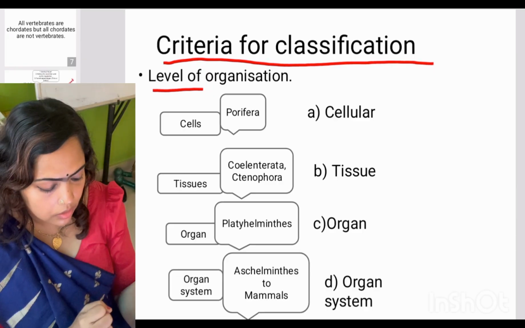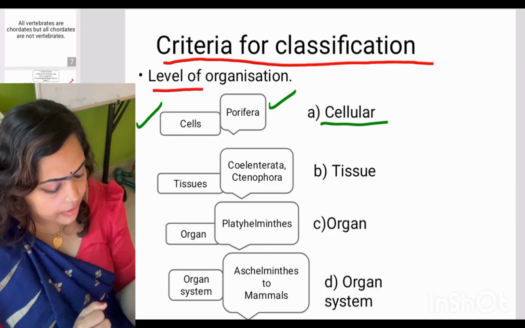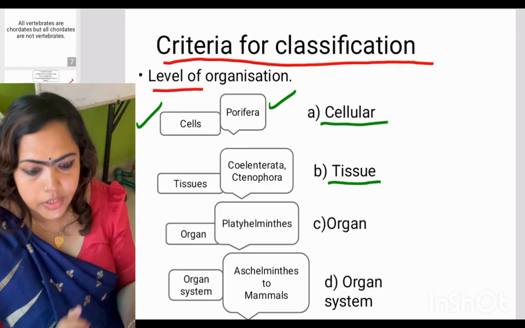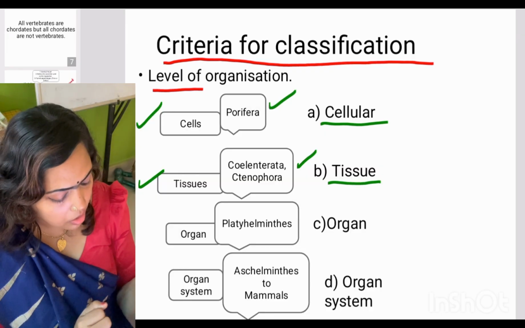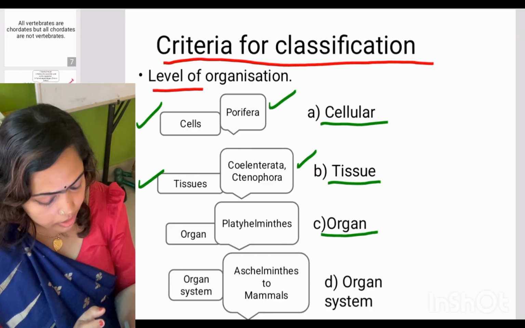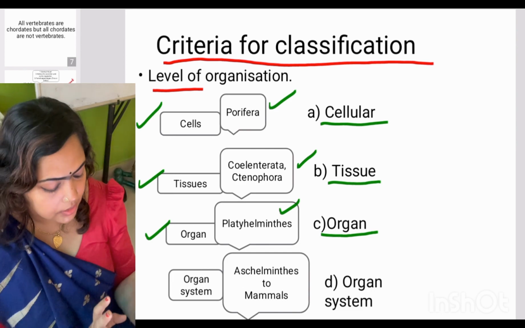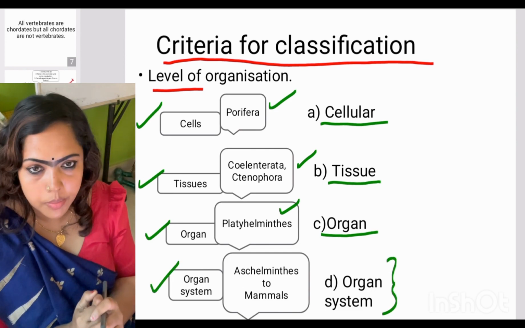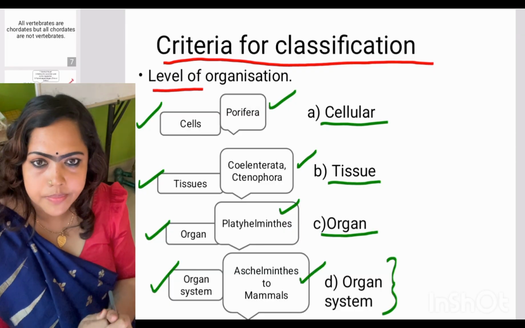One is cellular. Here only cells are present. Example, porifera. The next is tissue level of organization. Here only tissues. Example, Coelenterata, Ctenophora. And organ level of organization, only organs. Example, Platyhelminthes. And the highest level is the organ system level of organization. Here organ systems are present in their body. Example, from Aschelminthes to mammals.